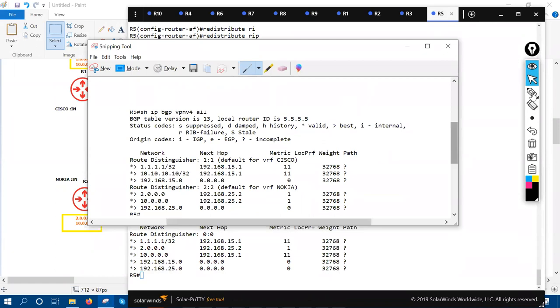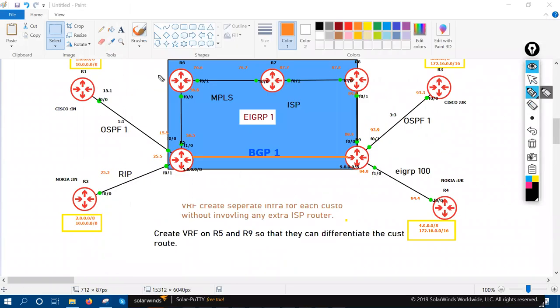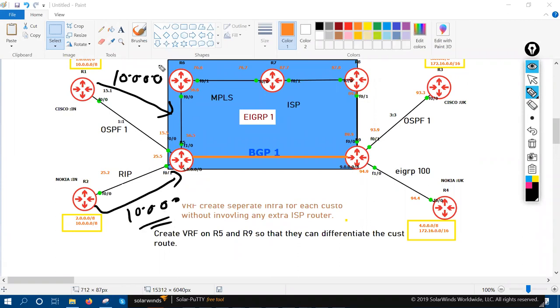Look, R1 is sending this information, the 10.0.0.0 duplicate route. R2 is sending this information to R5, the duplicate route. Right? What is the AD value of OSPF? What is the AD value of RIP? When I redistribute this route from OSPF into BGP, in the VPN table, which information will I have, this one or this one? OSPF. Tell me. Both are the same.